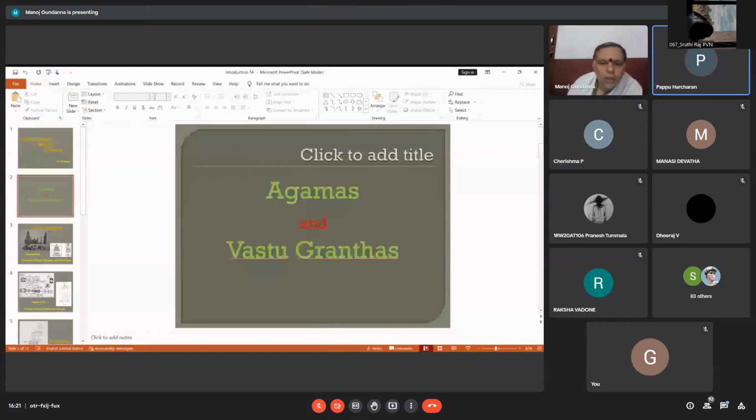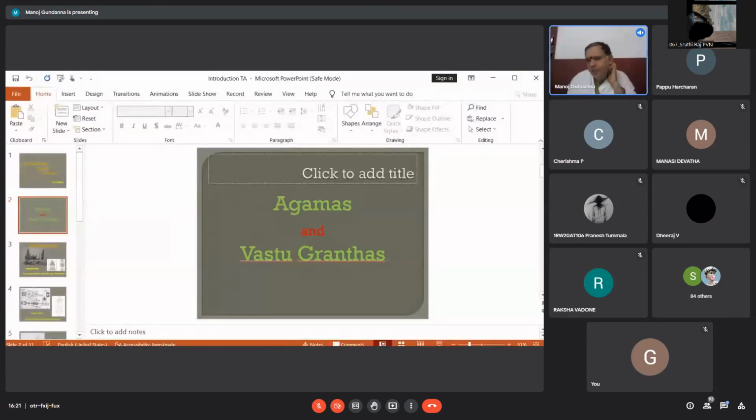Agamas and Vastu Granthas. Now, what are the text sources we have for understanding the indigenous temple building knowledge? There are two literary branches which are broadly called the Agamas and Vastu Granthas. As we have all heard the term Vastu, especially in modern days, the term Vastu is greatly used and misused also by various people.